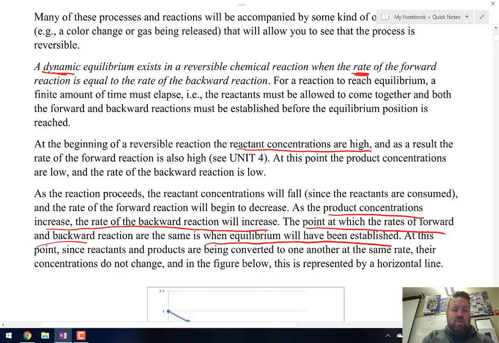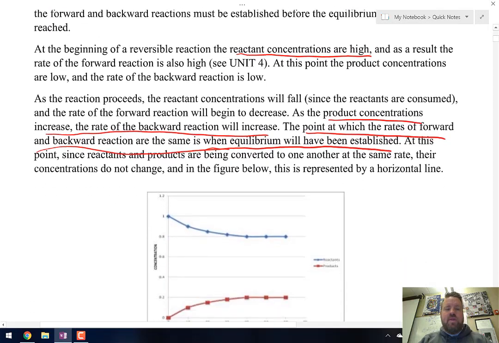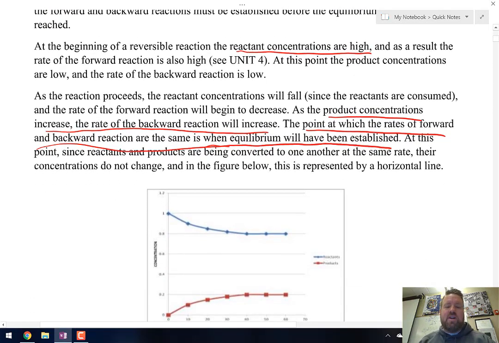So equilibrium is established when the rate of the forward reaction and the rate of the backward reaction are the same. And again, it takes some time for it to get there. Okay, at this point, since reactants and products are being converted to each other at the same rate, their concentrations don't change, and basically, from our point of view, it looks like the reaction has stopped.